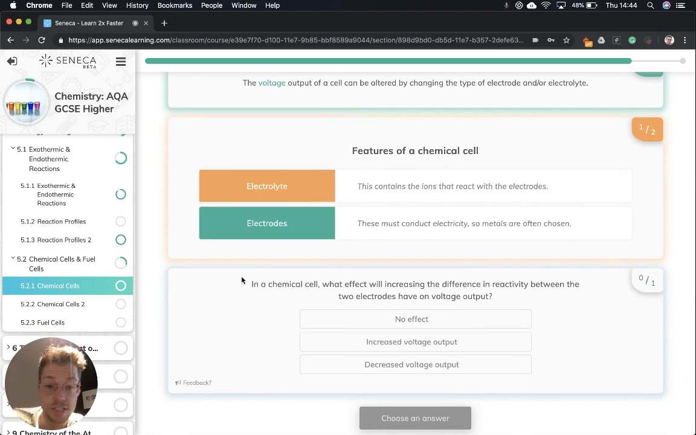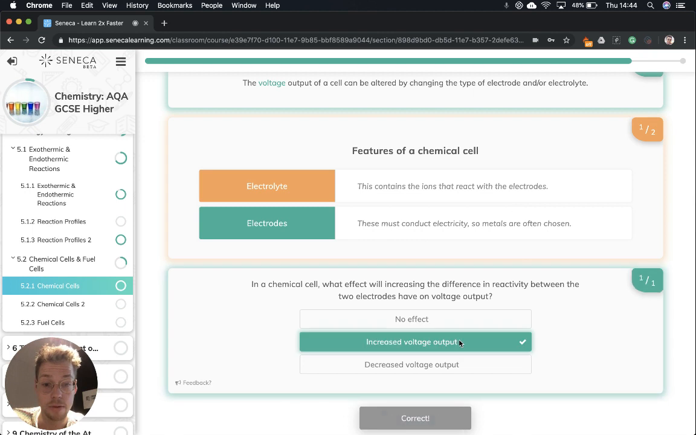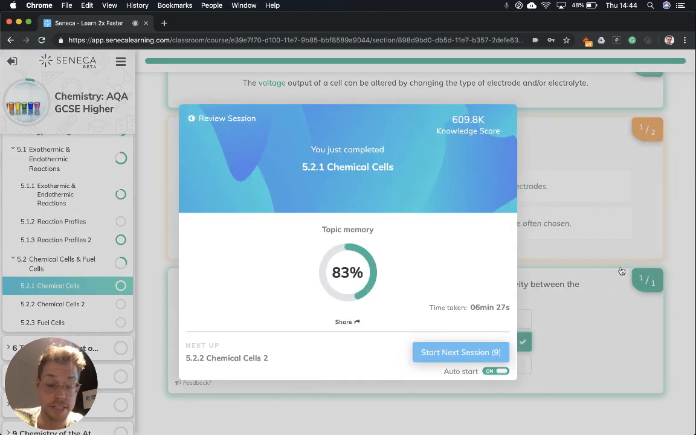And if we change the reactivity between the 2 electrodes, what's going to happen? We're going to change the voltage output and it'll be increased if there's a greater difference in reactivity. So that's the basics of chemical cells.